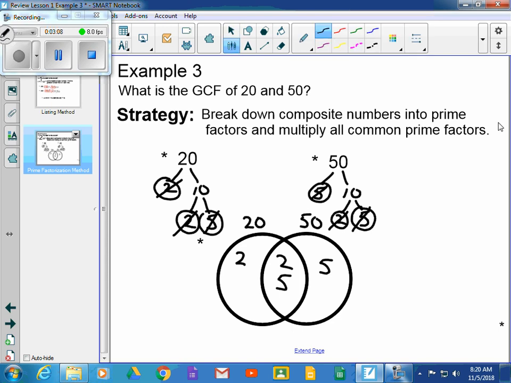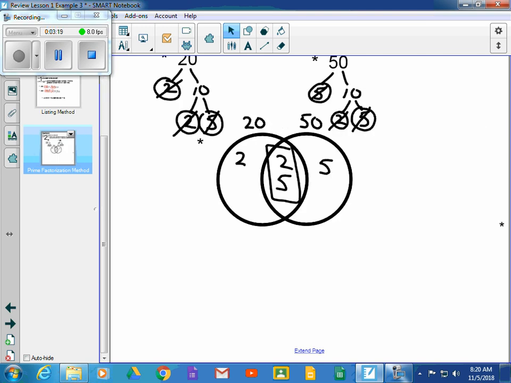Finally, to get the greatest common factor, I'm going to take all of the common prime factors and multiply them together. So I have a 2 and a 5. 2 times 5 is 10. Therefore, the greatest common factor of 20 and 50 is 10.